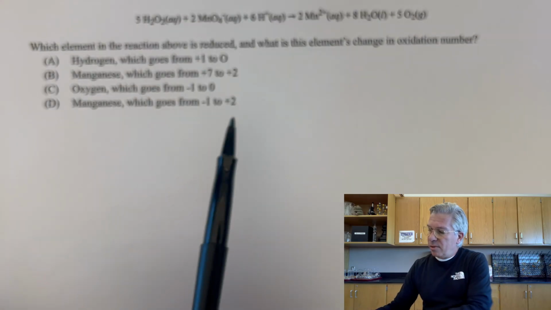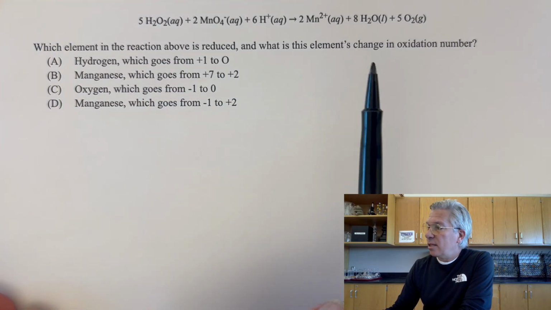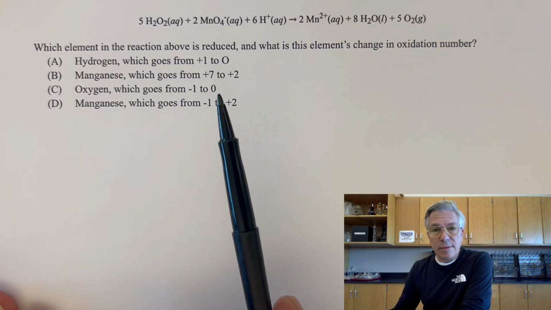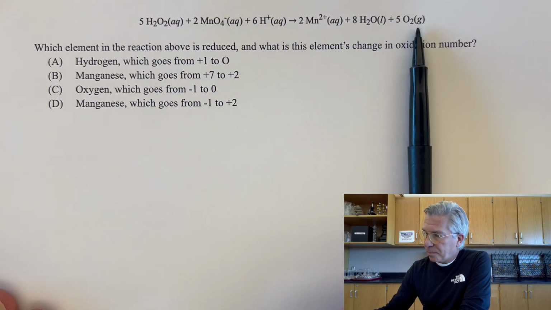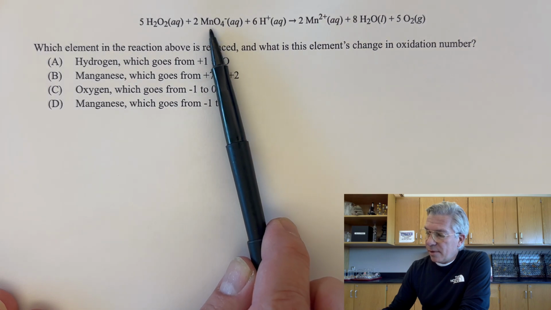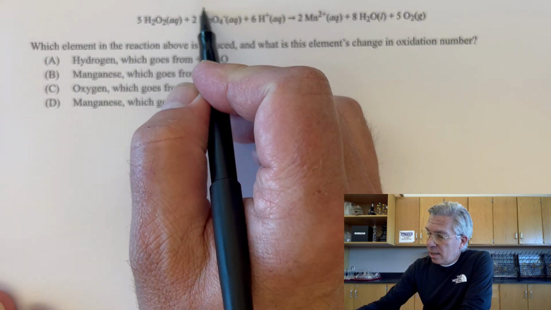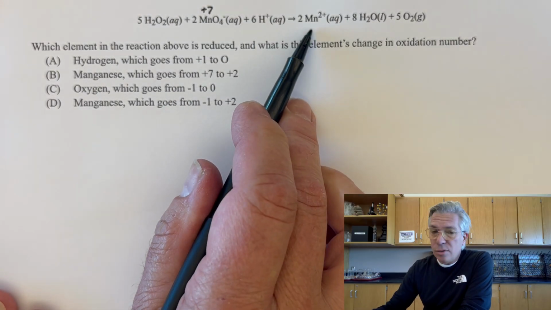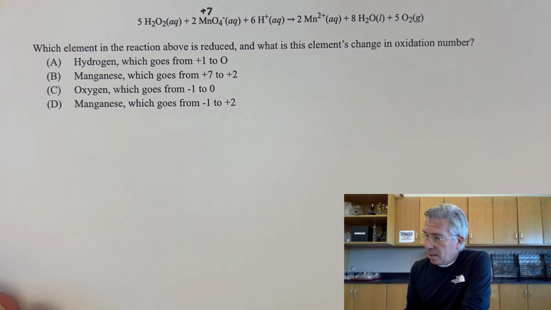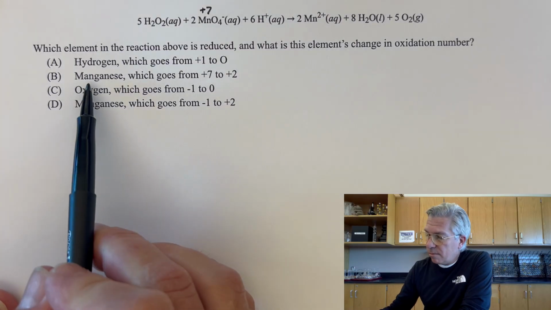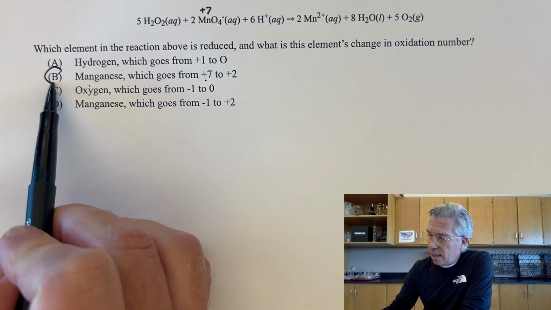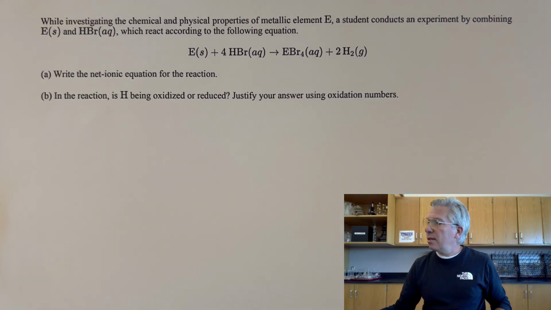And we've got two more real quick. Which element in the reaction above is reduced, and what is this element's change in oxidation number? A typical wording for a problem like this. So here's our reaction. I recognize that there's permanganate and manganese, and I've seen those before in one of our reactions. It goes from +7 to +2, and that is a reduction. So I'm looking for reduction of manganese, 7 to 2. That is the choice that I would make on that one. So again, a lot of things to wade through.